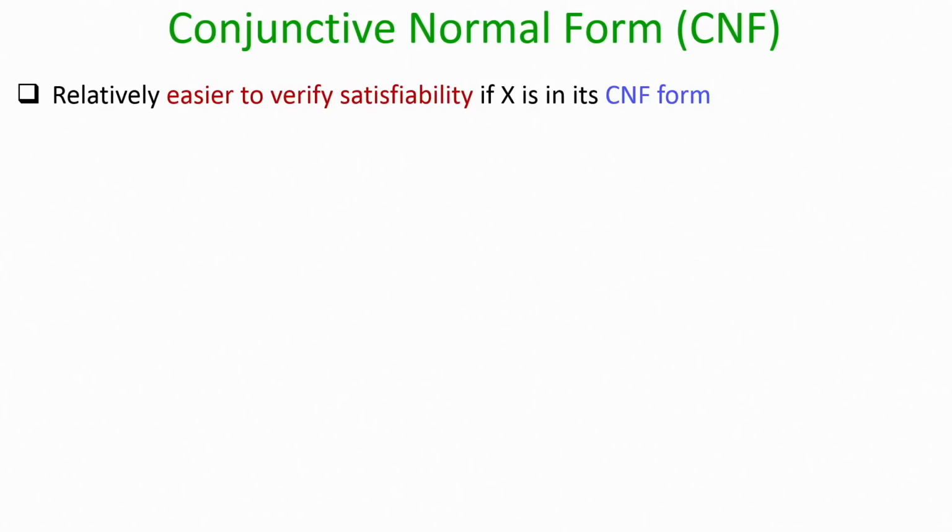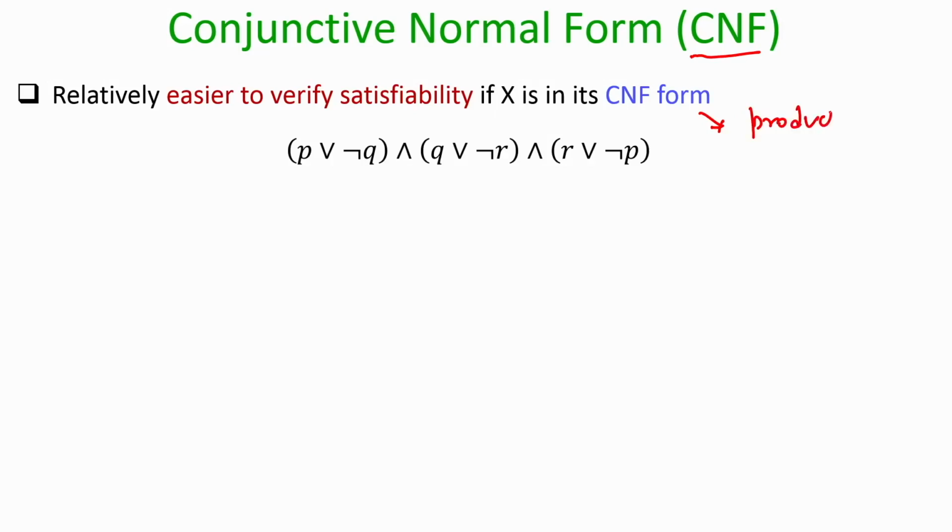Before that, let me introduce what we call the conjunctive normal form or CNF form for a compound proposition. The motivation for studying the conjunctive normal form is that if your compound proposition x is given in its CNF form, then it is relatively easier to verify whether x is satisfiable or not. So, what do I mean by a conjunctive normal form? In some books they also call this product of sum.